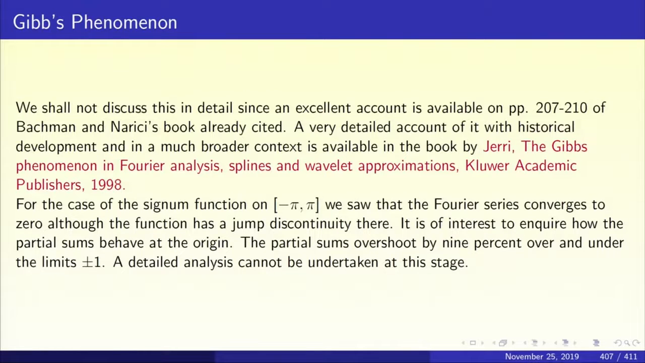For the case of the signum function, 1 on the interval 0 to pi and -1 on the interval 0 to minus pi, we saw that the Fourier series converges to 0, but the function has a jump discontinuity there. It is of interest to know what happens to the partial sums. How do the partial sums behave around the origin? The partial sums overshoot and undershoot the values plus minus 1 by 9%, exactly. The overshoot is 9% and the undershoot is 9%. This is called the Gibbs phenomenon.